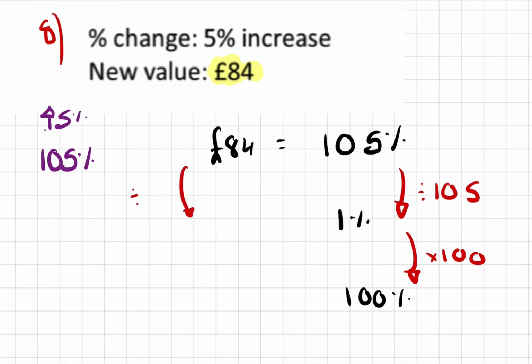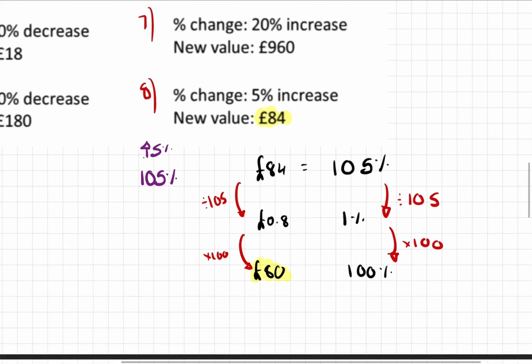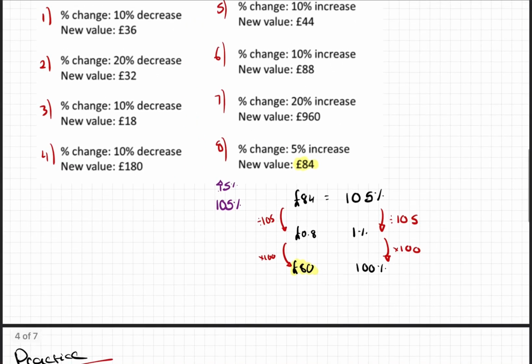So let's do the same here. Whatever we do to one side, we do to the other. So 84 divided by 105 gives us 0.8. And then we're going to times that by 100, £80. There we go. Oops, sorry. And that's our original amount. Lovely. Okay, let's move on.